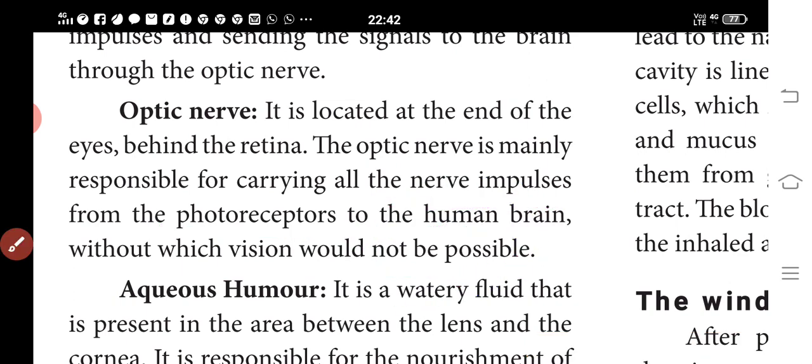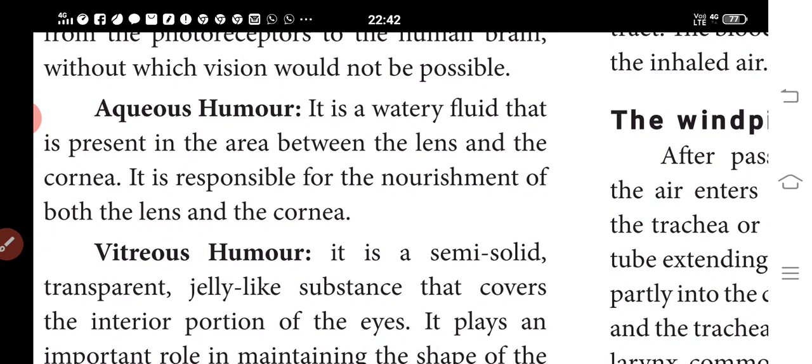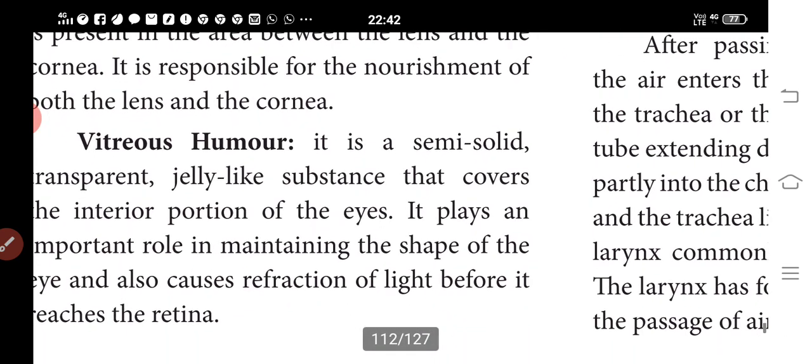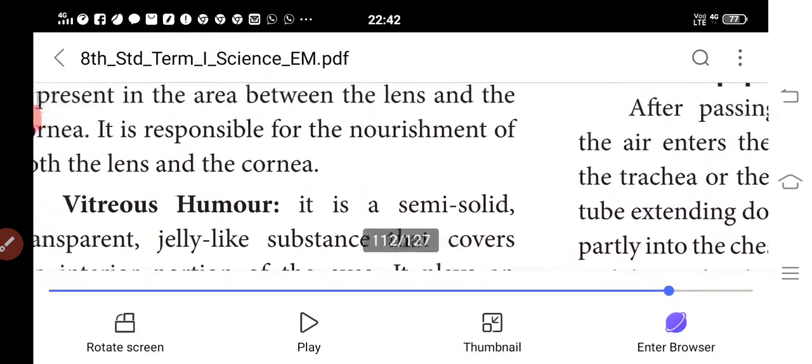Next one, it is the aqueous humor. It is a watery fluid that is present in the area between the lens and the cornea. It is responsible for the nourishment of both the lens and the cornea. Then the vitreous humor is a semi-solid, transparent, jelly-like substance that fills the interior portion of the eye. It plays an important role in maintaining the shape of the eye. It also causes refraction of the light before it reaches the retina.